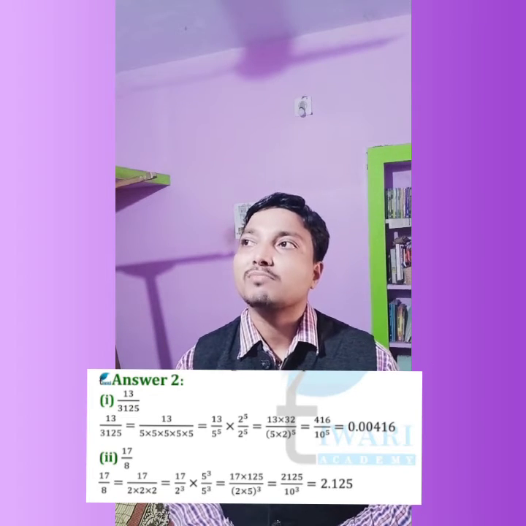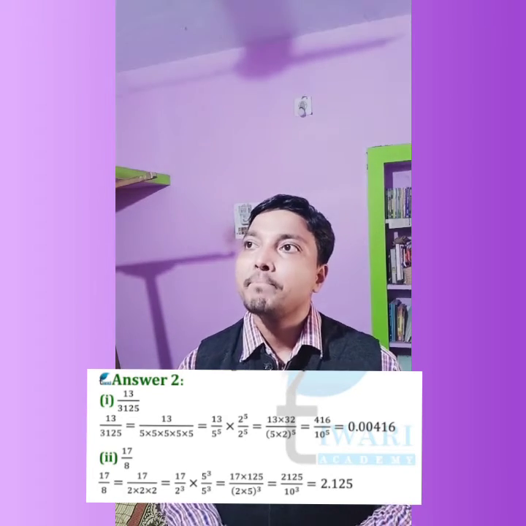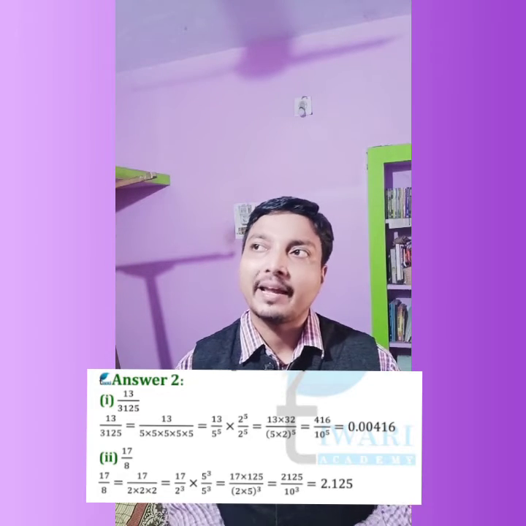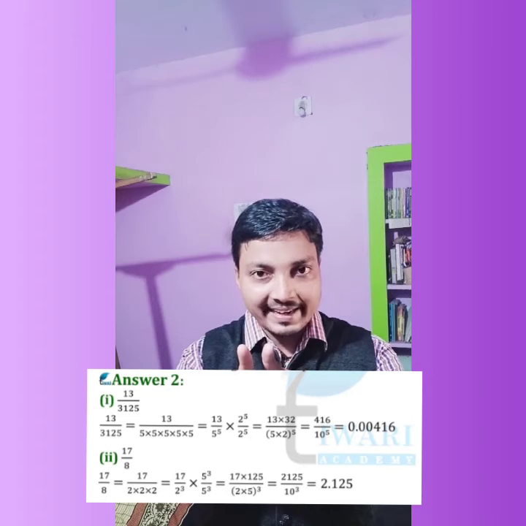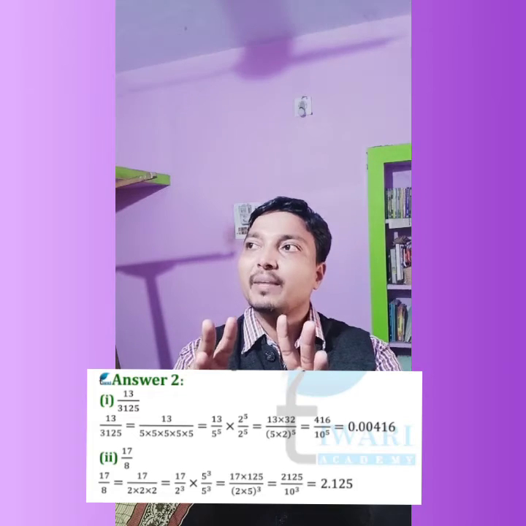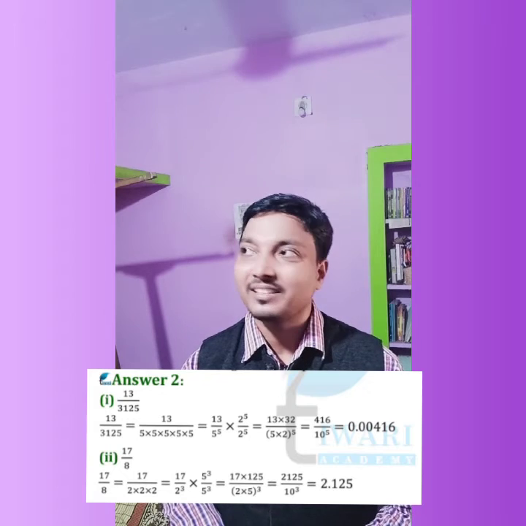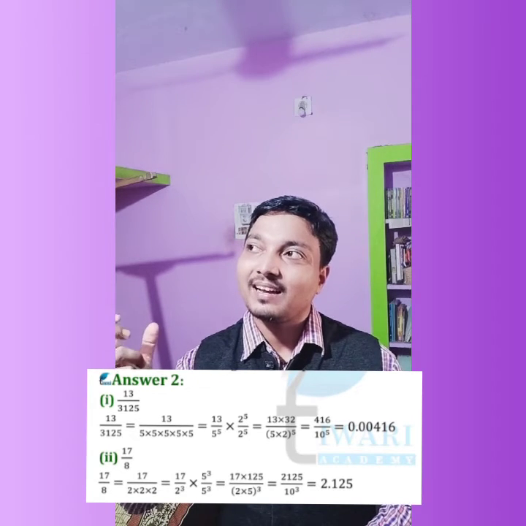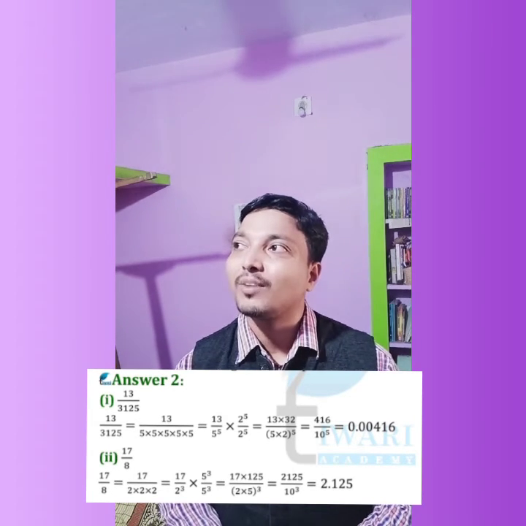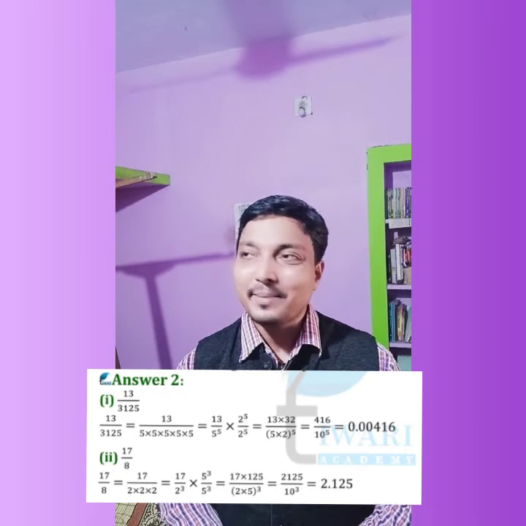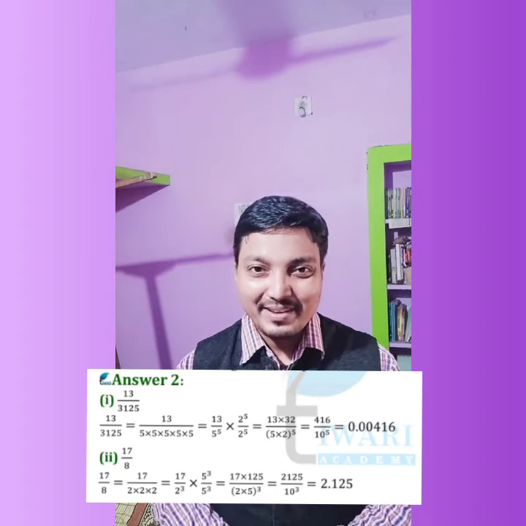So the numerator becomes 17 into 125. And here there are 3 twos and 3 fives. So 2 into 5 means 10, 2² into 5² means 1 followed by 2 zeros, 100, and 2³ into 5³ means 1 followed by 3 zeros. It means 1000. So the numerator product is 2125 divided by 1000, whose decimal fraction we can convert to the decimal number 2.125. Okay. How easy! I think this one is very easy, I feel.